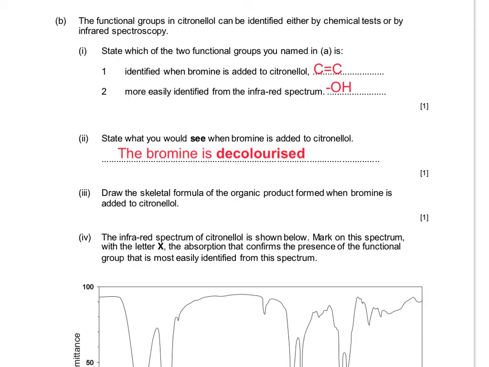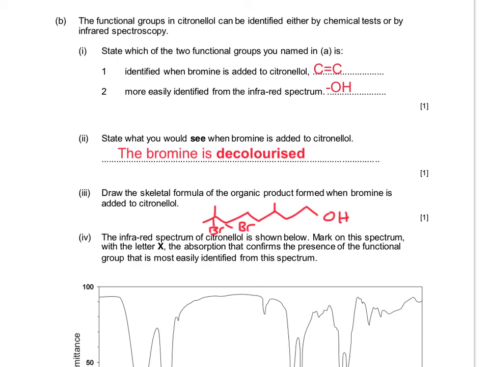If you wanted to say it went from orange to colorless, that's okay, but that's only assuming that you haven't added a lot of bromine. If you've added a lot of bromine and all the citronellol reacts and then there's some bromine left over, it's not going to go to colorless. So if the bromine is in excess, it's not going to go to colorless. But decolorized covers you for all the eventualities. So if you're going to remember something, put it on a flashcard, I would say decolorized.